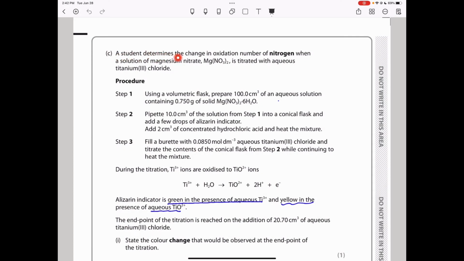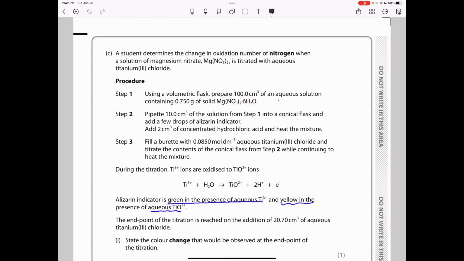A student determines the change in oxidation number of nitrogen when a solution of magnesium nitrate is titrated with aqueous titanium 3 chloride. So this is a 3-step procedure. Step 1, using a volumetric flask, prepare 100 centimeters cubed of an aqueous solution containing 0.750 grams of solid magnesium nitrate. This is hydrated magnesium nitrate.